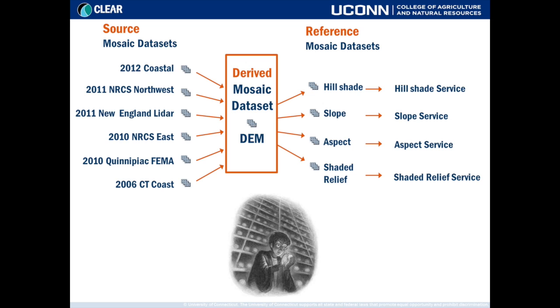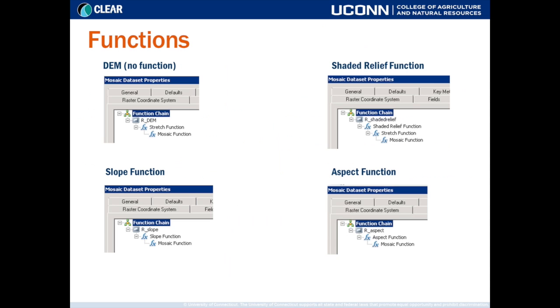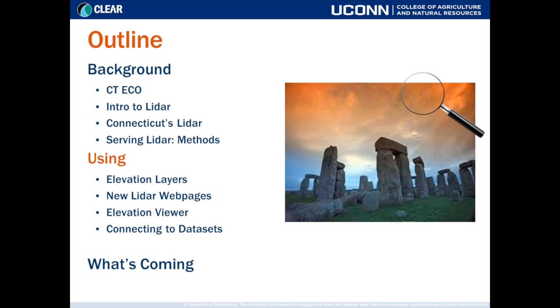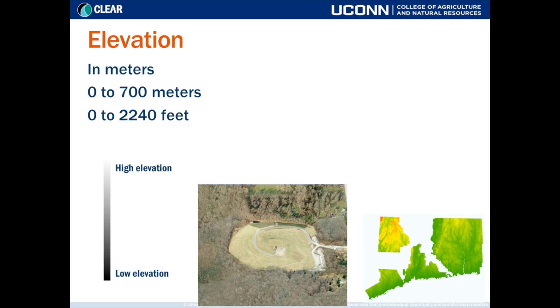From there, we were able to apply what are called functions to create different types of layers. So here's just a look at the functions. There are some web pages that explain this in great detail, so I'm not going to talk about them now. So in the end, we have map services for hillshade, slope, aspect, shaded relief, and elevation. So let's talk about using these layers now and what each of them is.